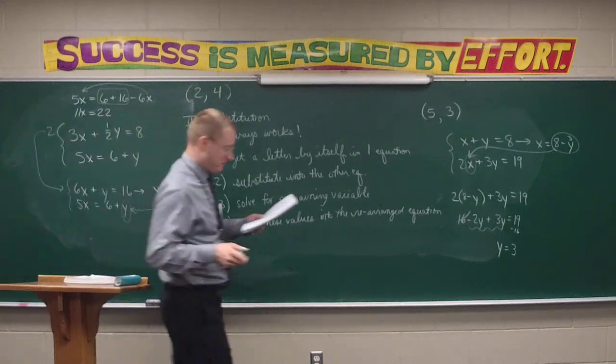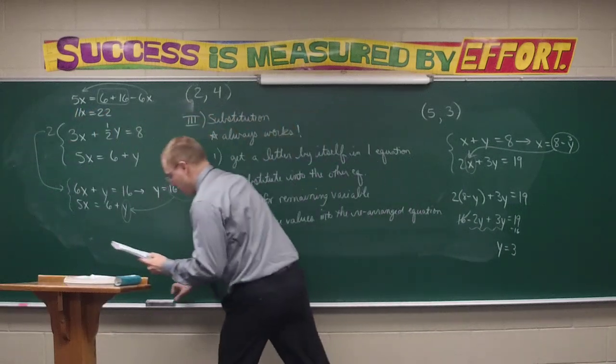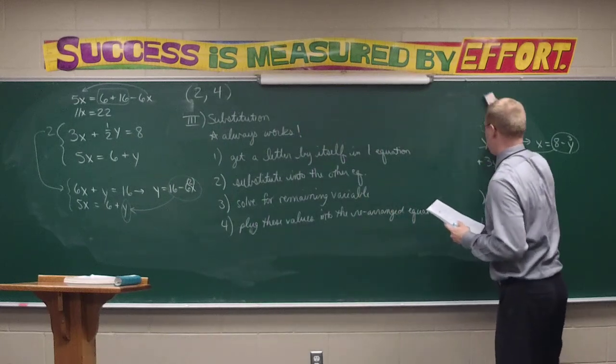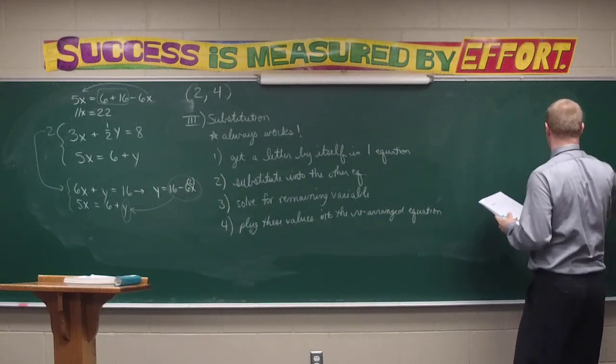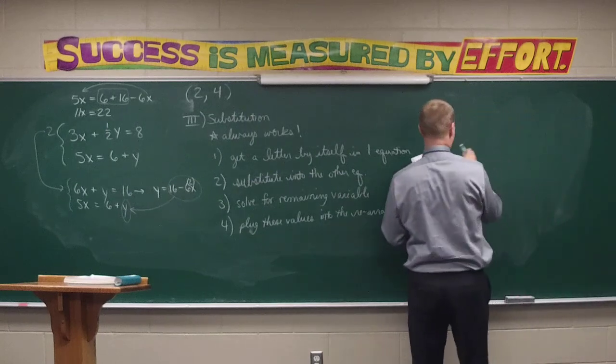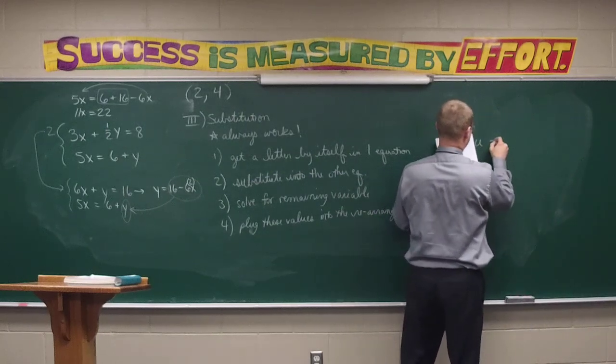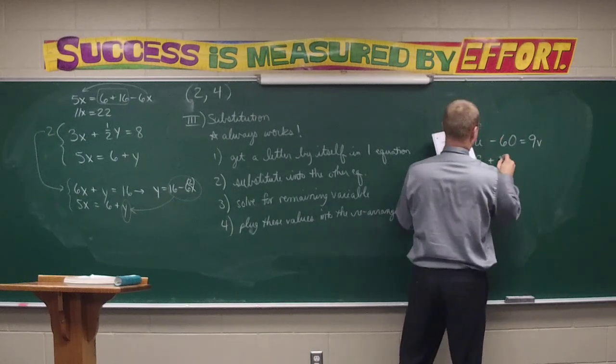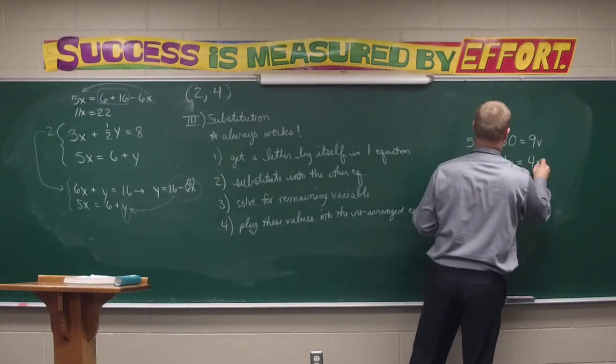We'll write this one down. 5u minus 60 equals 9v. Yeah, this works with other letters too. It doesn't have to be x and y. And 8 plus 4v equals 4u.